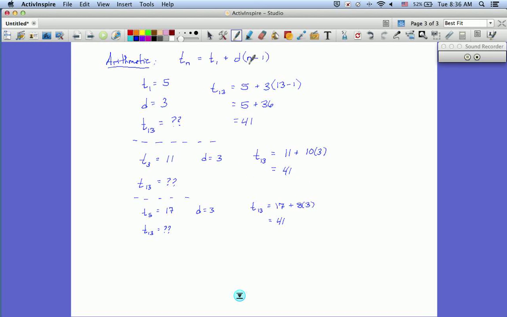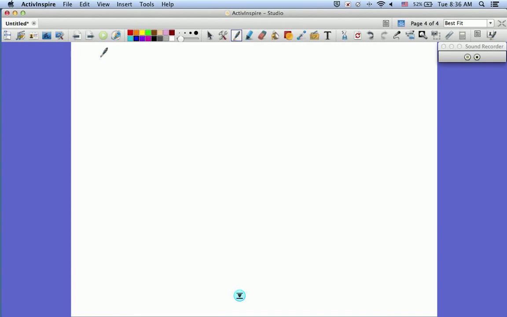So this formula is not applied directly unless you do have T1. Be careful with that. And we'll have more examples following here shortly. Geometric.